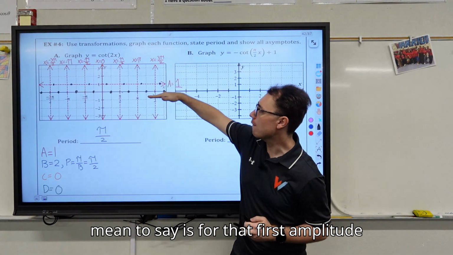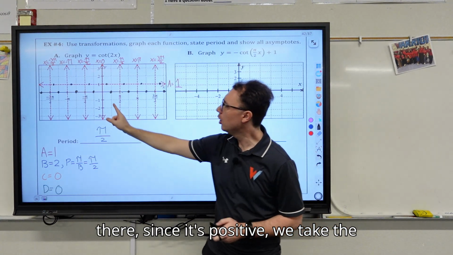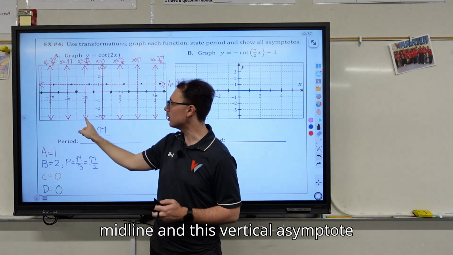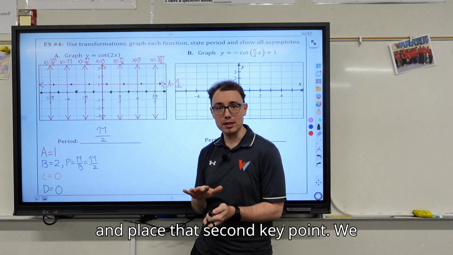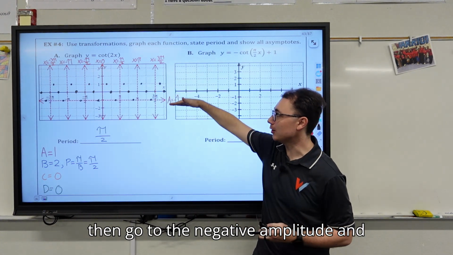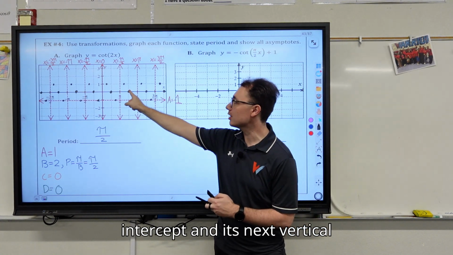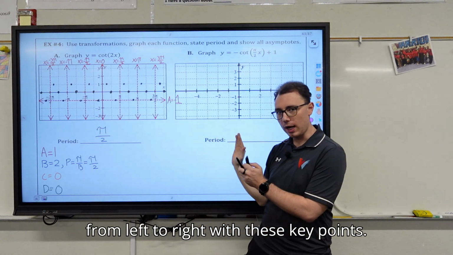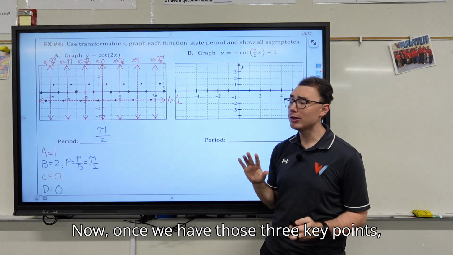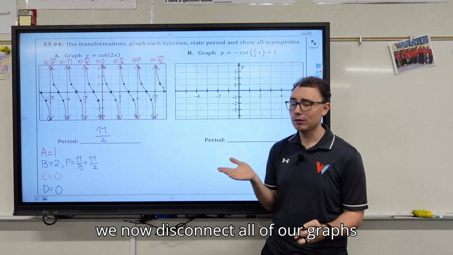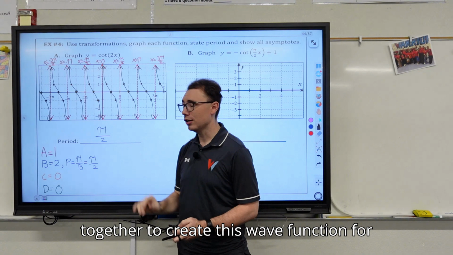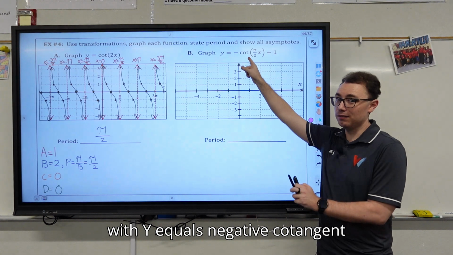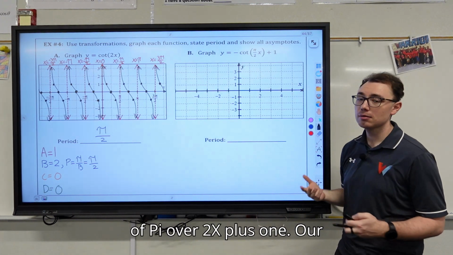What I mean to say is, for that first amplitude there, since it's positive, we take the middle of its intercept across its midline and this vertical asymptote and place that second key point. We then go to the negative amplitude and then find the middle between the intercept and its next vertical asymptote here. Almost like we're going from left to right with these key points now. Once we have those three key points, we now just connect all of our graphs together to create this wave function for cotangent. Let's try this one final time with y equals negative cotangent of pi over 2x plus 1.